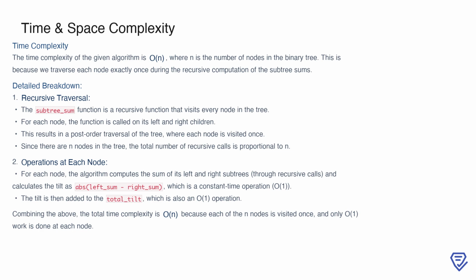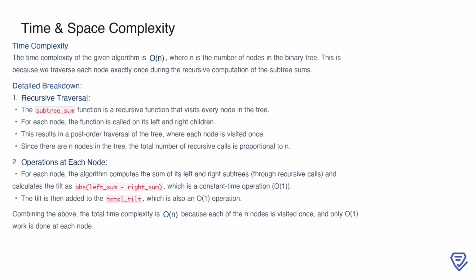First, the subtree_sum function is a recursive function that visits every node in the tree using a postorder traversal. For each node, the function is called on its left and right children, ensuring each node is visited once. This gives us a total of n recursive calls.